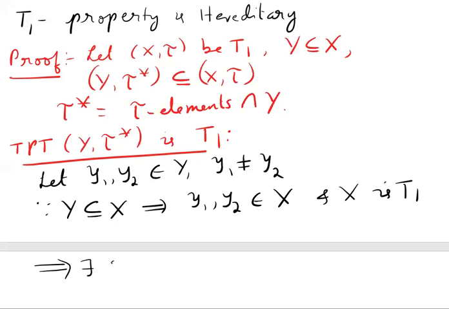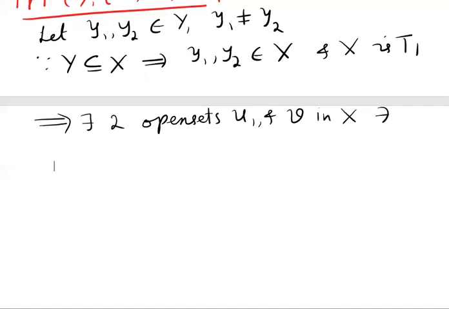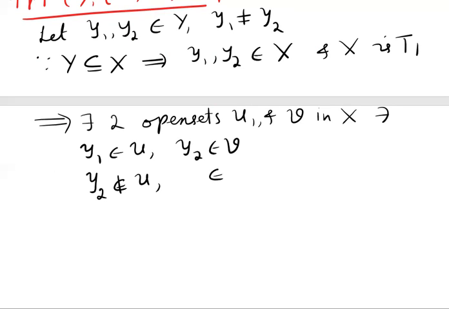That implies there exist two open sets, U and V, open sets in X, such that they contain the elements y1 and y2. Such that y1 belongs to U, y2 belongs to V. Since U contains y1, y2 should not belong to U, and V contains y2, so y1 should not be there in V.